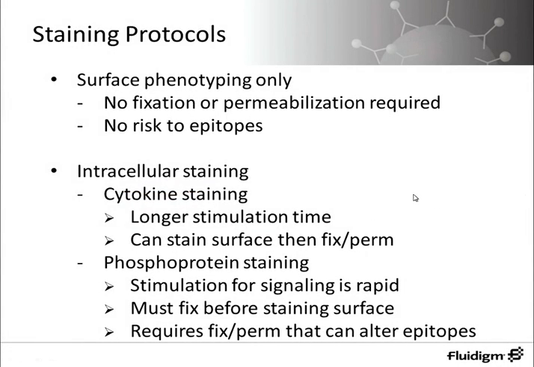So when we think about our staining protocols, sometimes we're doing surface only. We don't have to fix first, and so there's no risk to the epitopes of losing antibody binding due to the fixation. If we're doing intracellular staining, cytokine staining is going to require a longer stimulation time. We're able to surface stain and then fix and perm, whereas with phosphostaining, we're doing a rapid stimulation for signaling, and we need to fix to lock in that phosphorylation, and we have to take into account how it can alter our epitopes of interest.